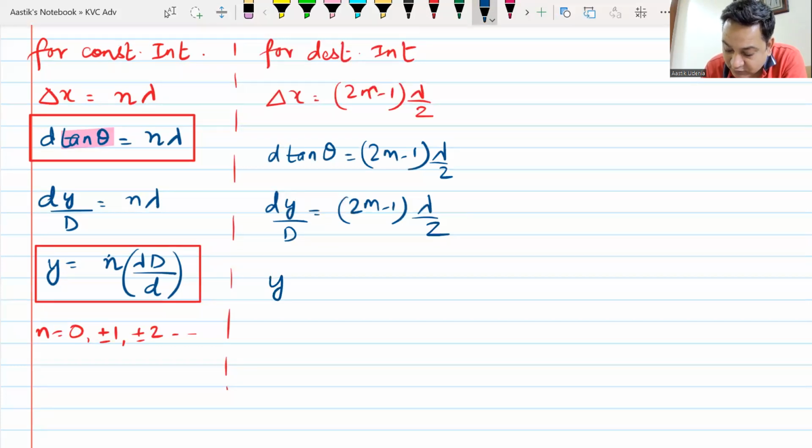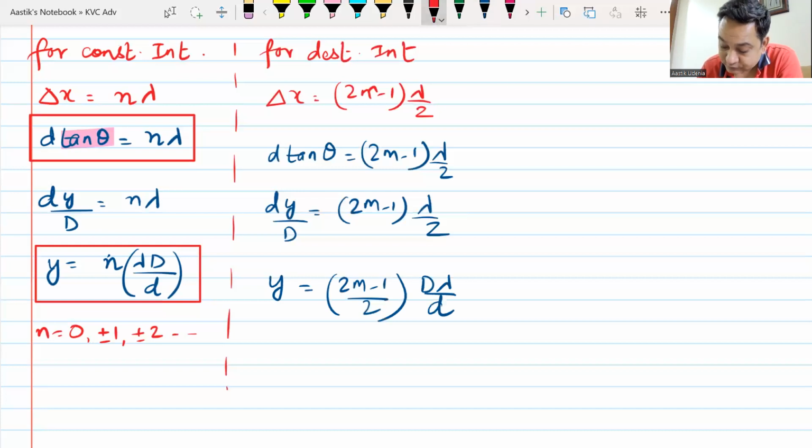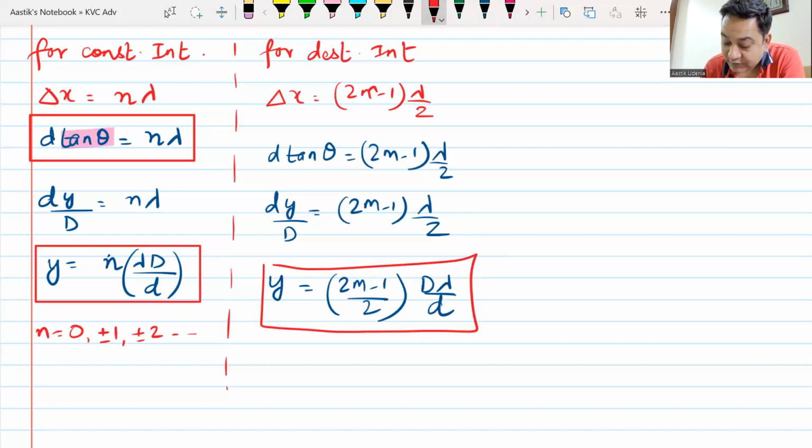From here also you can find out the position of the mth dark fringe. Let me write it in the same pattern: y equals (2m minus 1) by 2, times lambda D by small d. Now here we will start m from 1. m will be equal to plus or minus 1, plus or minus 2, and so on. If I put m as plus 1, I will get the first dark fringe on the upper side. If I put m as minus 1, I will get the first dark fringe on the lower side. Do we understand this? Yes, sir. I'll give you a minute to note it down.